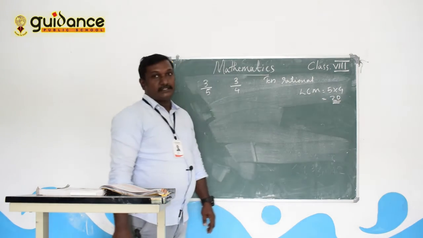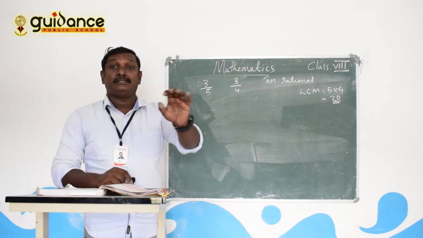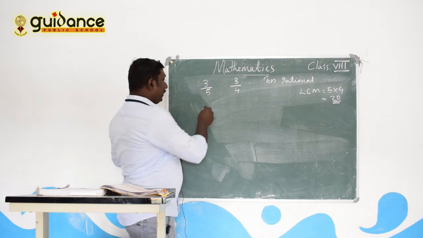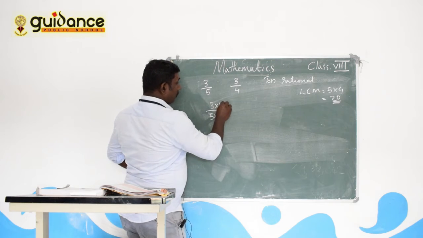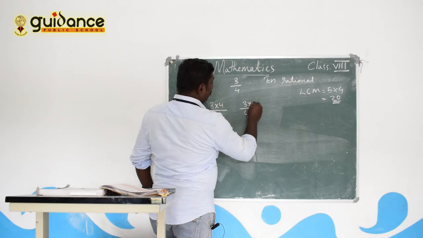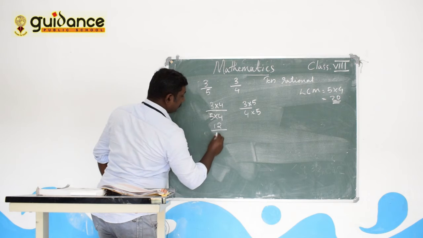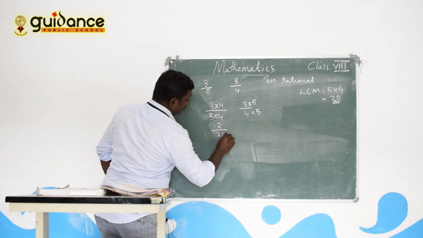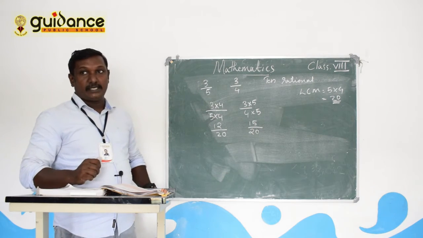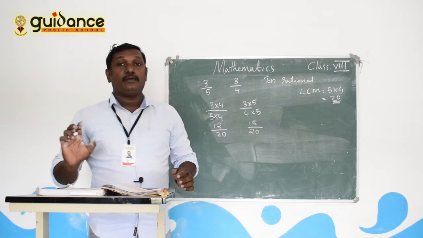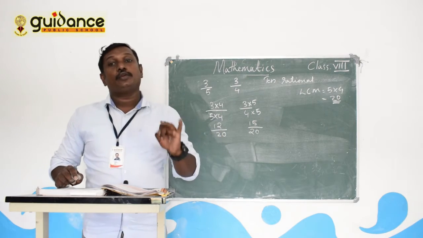So what is our LCM? LCM is 20. What are we finding the LCM for? We find the LCM to make the denominators the same. So 3 by 5 into 4 by 4, and 3 by 4 into 5 by 5, will become 12 by 20 and 15 by 20. Now the denominators are the same, and please check the numerators 12 and 15. In between, how many numbers? 13, 14, only 2 numbers in between them.